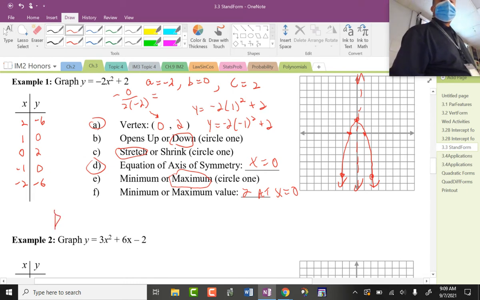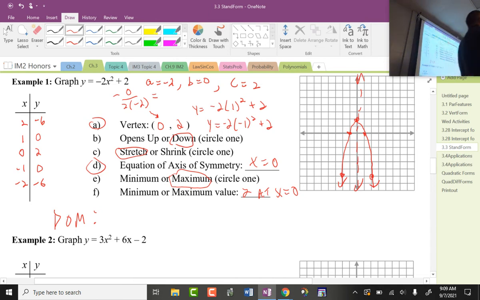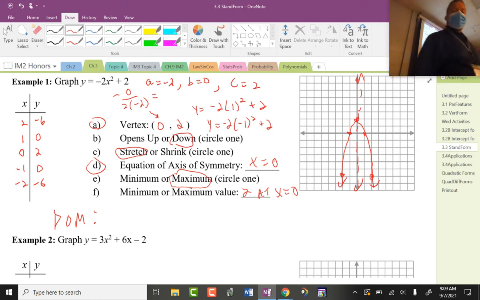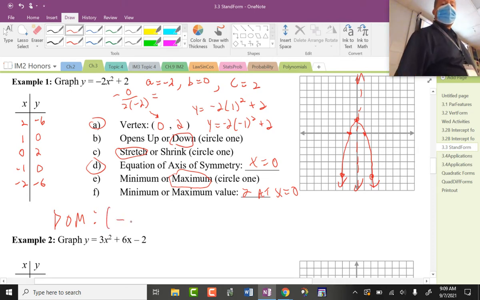But the domain, it's the same for all parabolas. 3, 2, 1, what is it? Oh, you weren't ready. Okay, so what's the domain, everyone? 3, 2, 1, go. Or the quick thing to say is what? Anyone? All real numbers, but then you guys are being good students and writing it mathematically with interval notation.